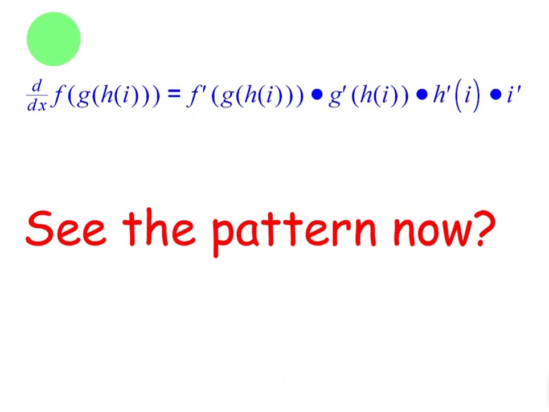Now you could have 4 layers, f of g of h of i. It'd be f prime of g of h of i, in other words, whatever's left over, times g prime of h of i, whatever's left over that, times h prime of i, times i prime. You can see that, you know, there's a pattern, and you can do as many layers as you want. Like I said, though, we will generally stick to 2 and 3 layers. So let's go ahead and take a look at the first example.